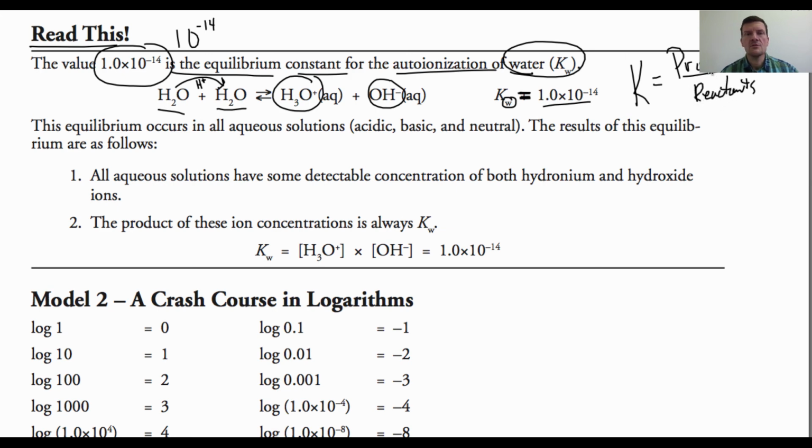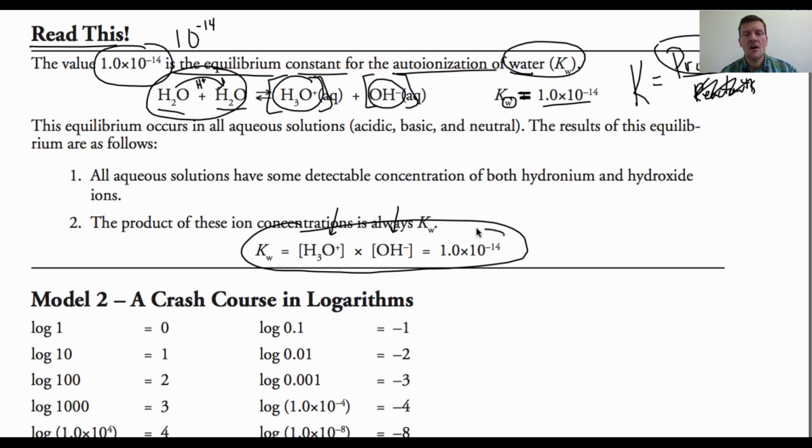But we do not include pure liquids or solids in this K expression. So over here the reactants are just water, so we don't have any reactants that we would include. And we're just going to have the concentration of the products, which are what? Hydronium and hydroxide. So the K expression is going to be this right here. For water, the K expression for the autoionization of water is the concentration of hydronium times the concentration of hydroxide, and it is always going to equal 10 to the negative 14 at a particular temperature.